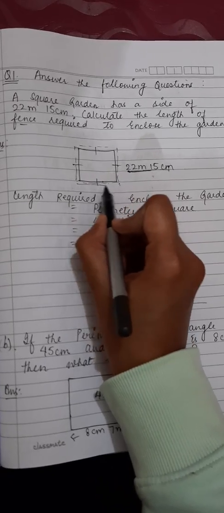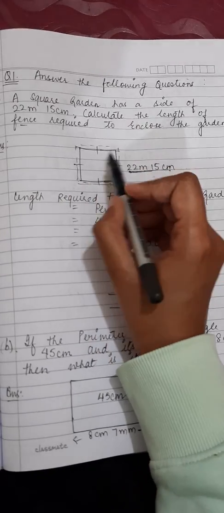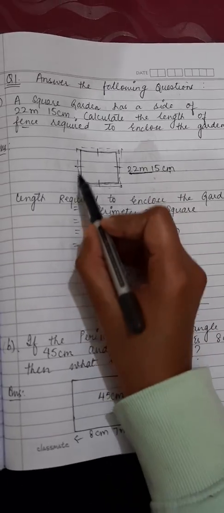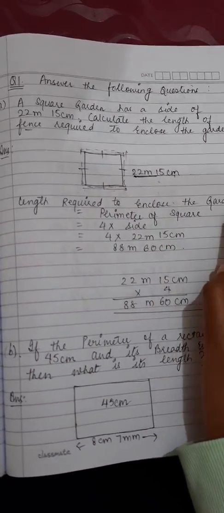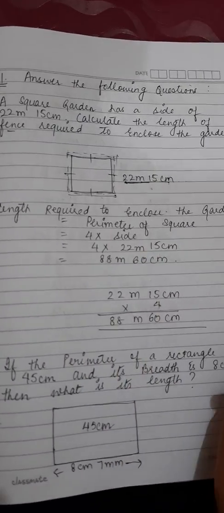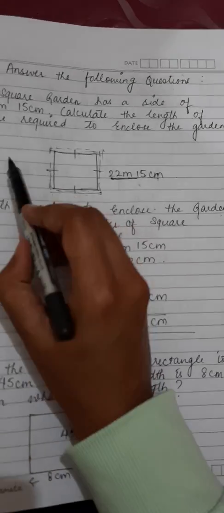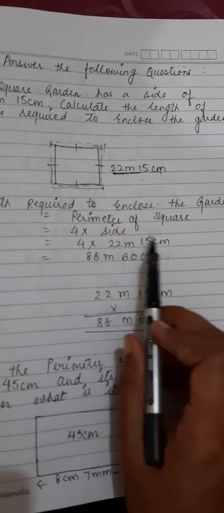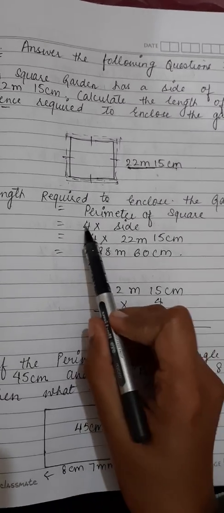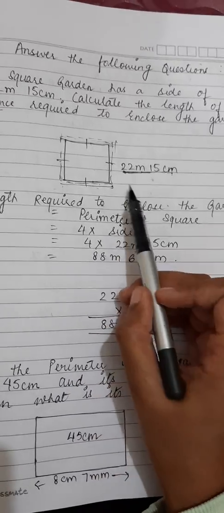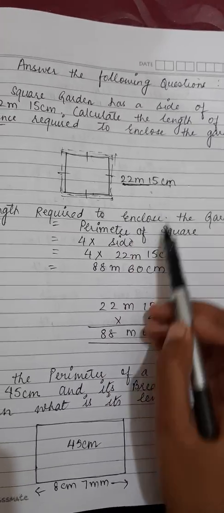Okay, so that we can cover this garden, and for this I require the perimeter. Perimeter means boundary I need. So the length required to enclose the garden means perimeter of a square. Why have we taken square? Square garden is there, and the perimeter of a square means 4 into side. Okay, now 4 into side. What is the side given? 22 meters 15 centimeters is given.